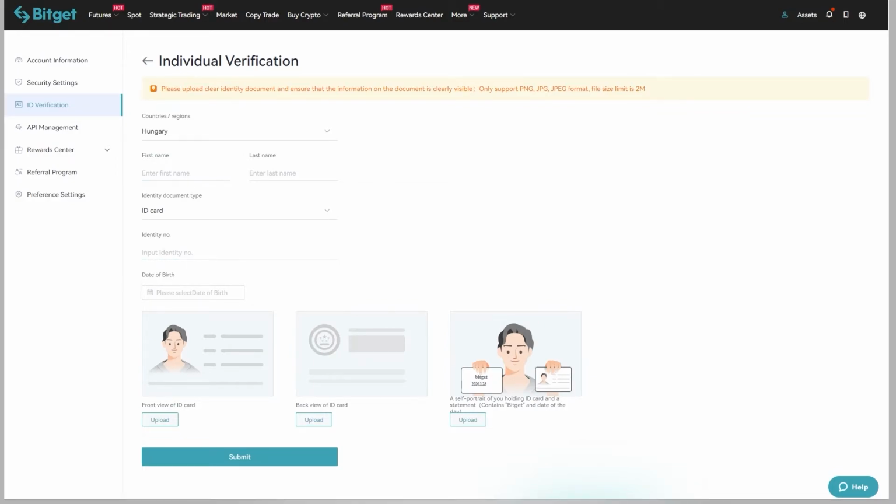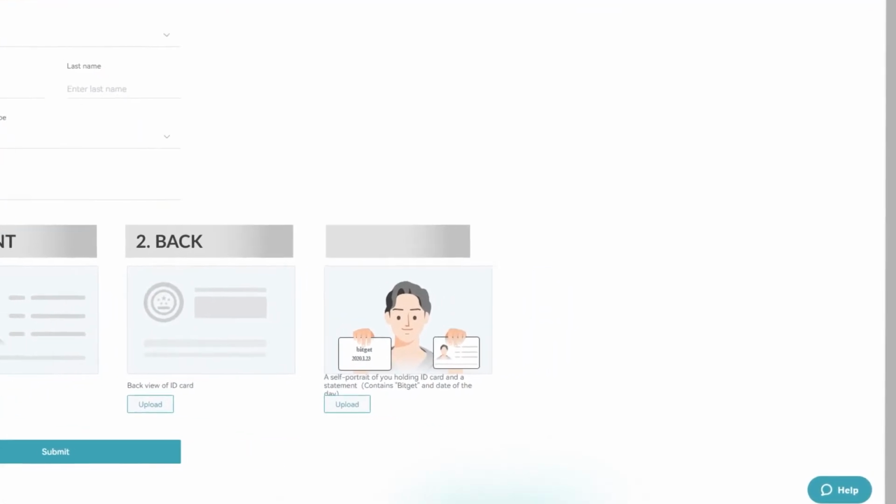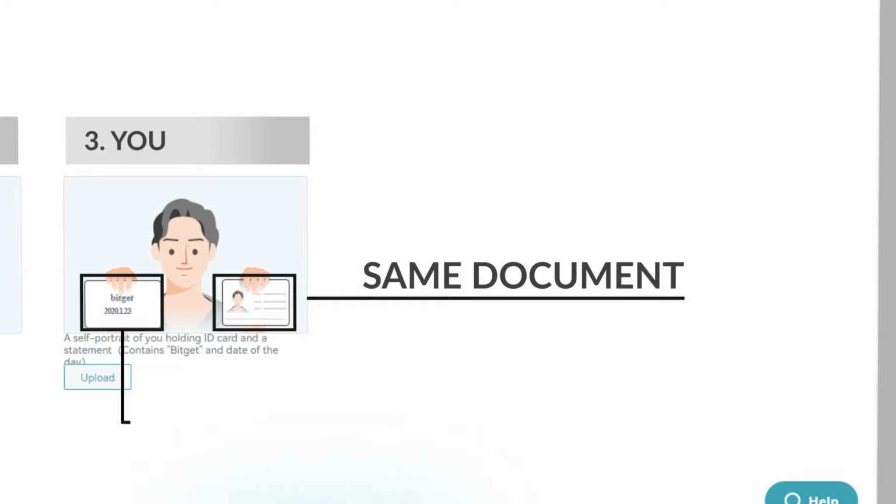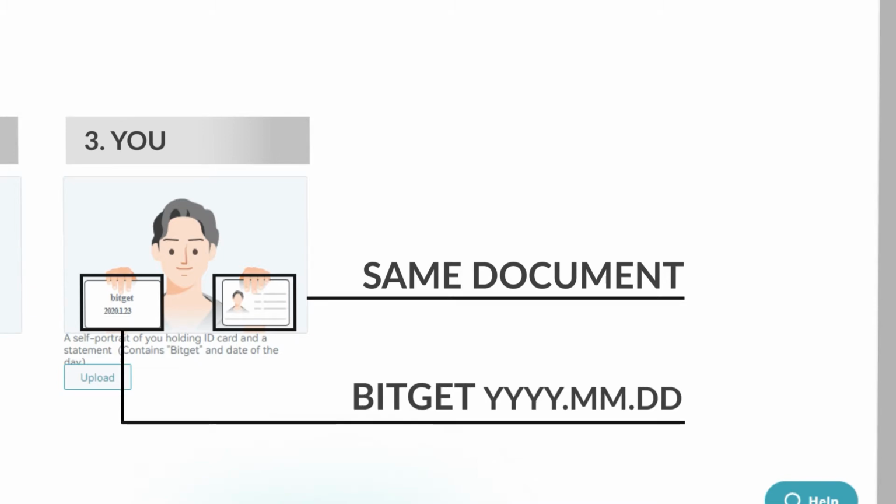You need to upload 3 photos: one of the front side of the document, another one of the back side of the document, and the third one of you holding the same document in one hand, and a piece of paper in the other hand on which you have to write BITGET and the current date.